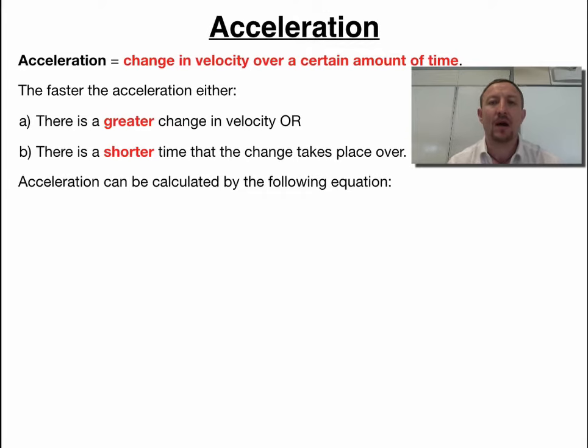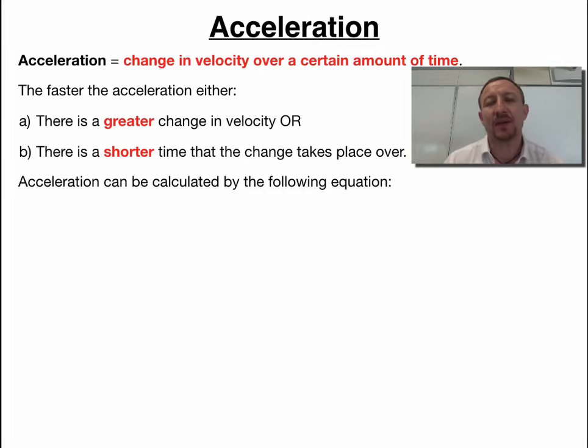Now we learned from our graphs that if the line on a distance time graph is straight, then we've got a constant speed. However, if it curves, it means that the speed is continually changing. If it's continually changing, then we've got an acceleration. So the greater the change in velocity that we have, the greater the acceleration. Likewise, if it happens over a short amount of time, we're also going to get an increased acceleration.